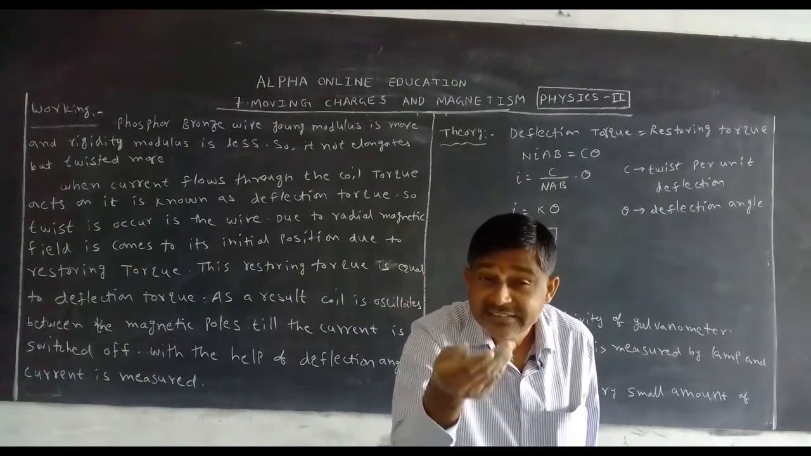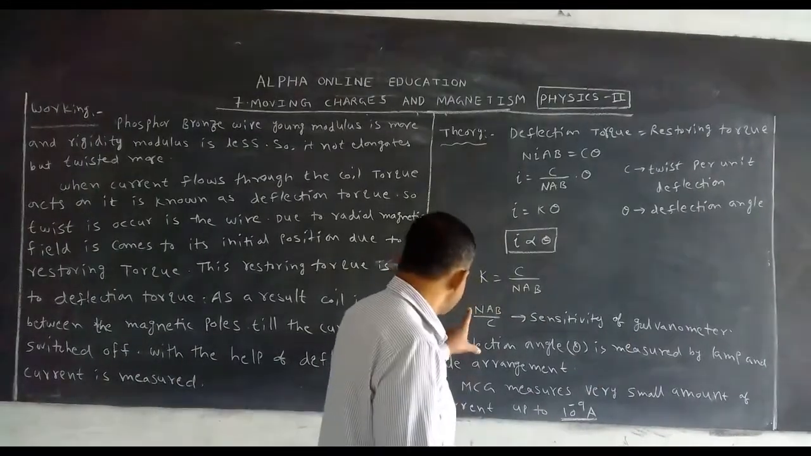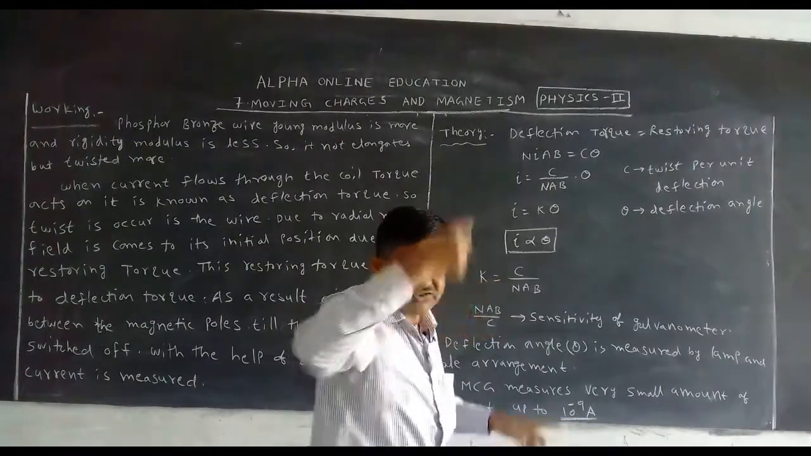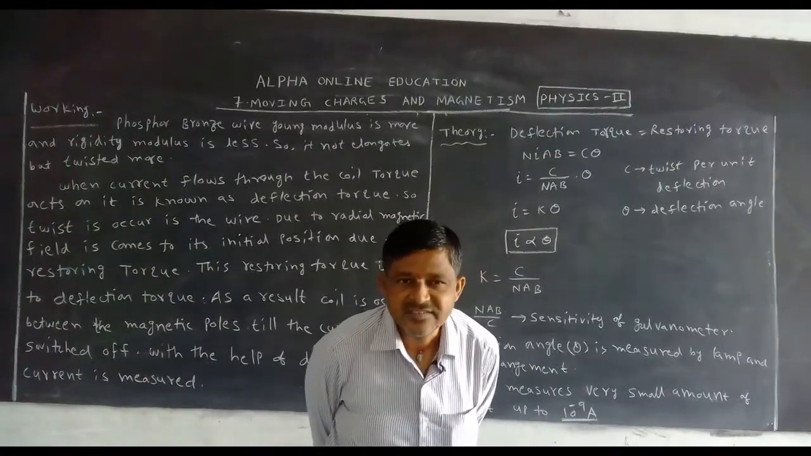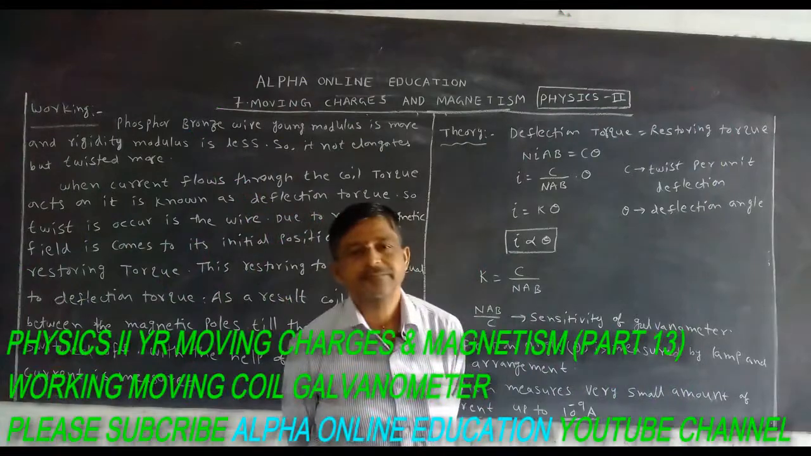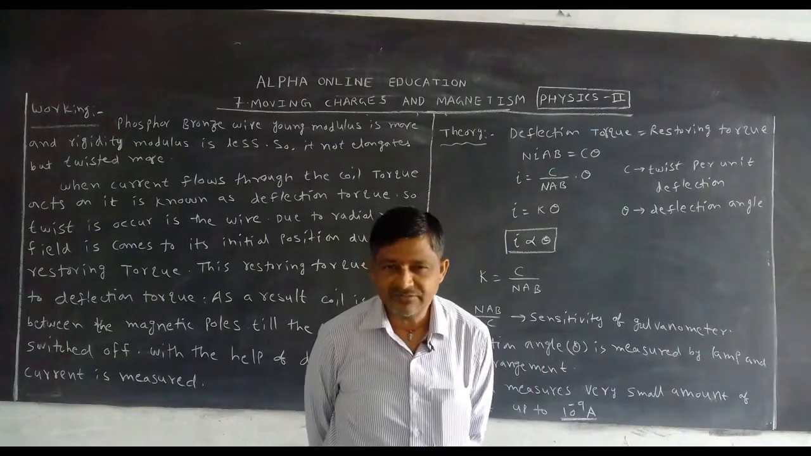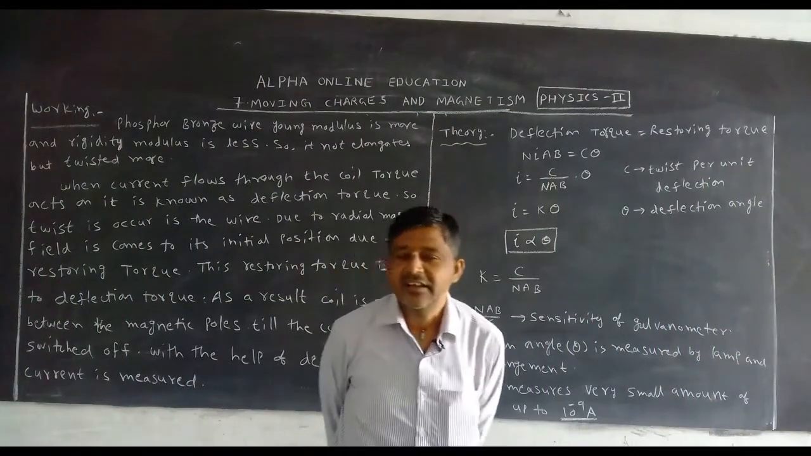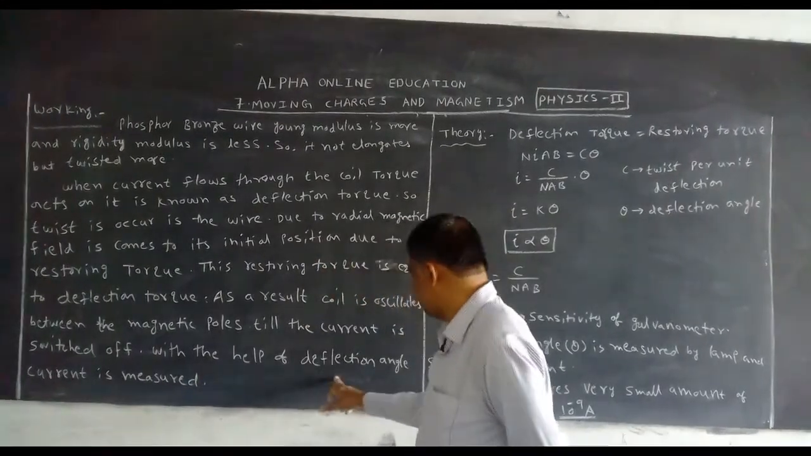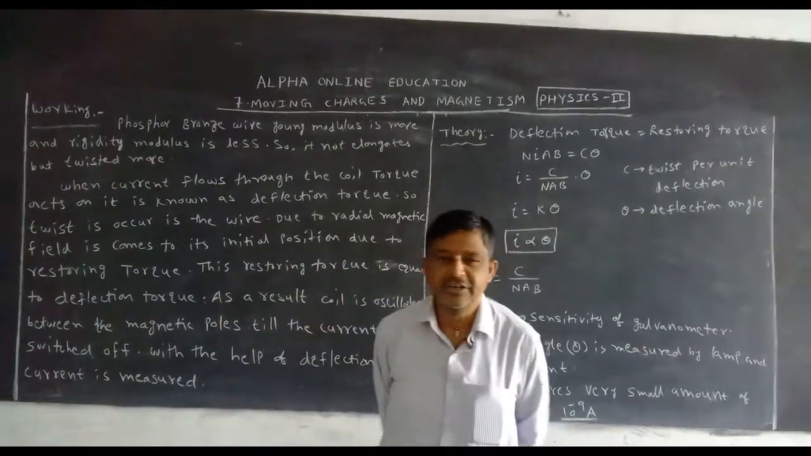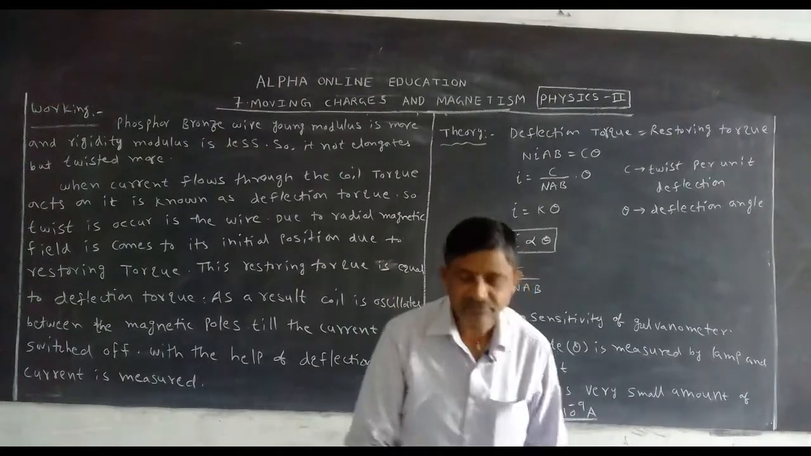How can we measure such a small value? By increasing the sensitivity, which means we should increase the number of turns. When the number of turns increases, the sensitivity of the galvanometer increases. Now, the moving coil galvanometer: what is the use of this? With the help of this instrument, we can measure current with the help of the deflection angle. This is an important question in this chapter for 8 marks.